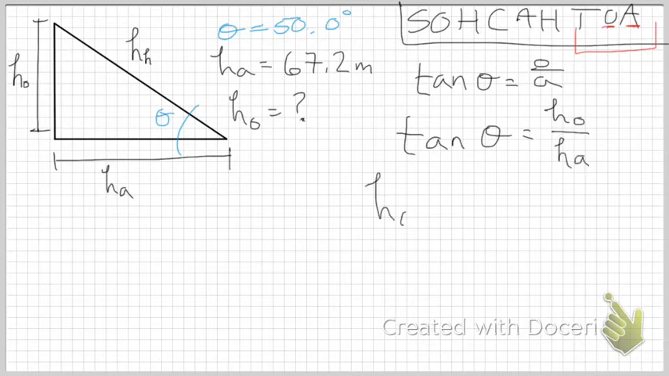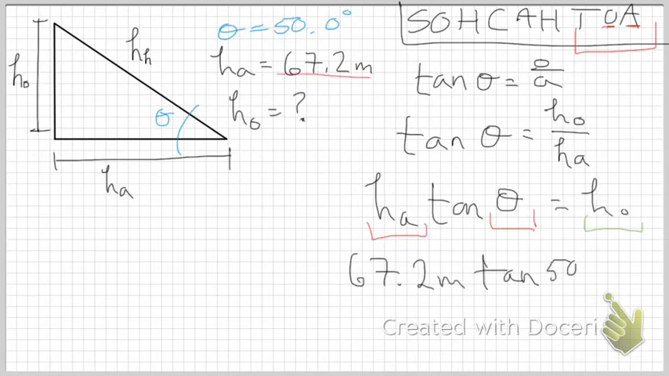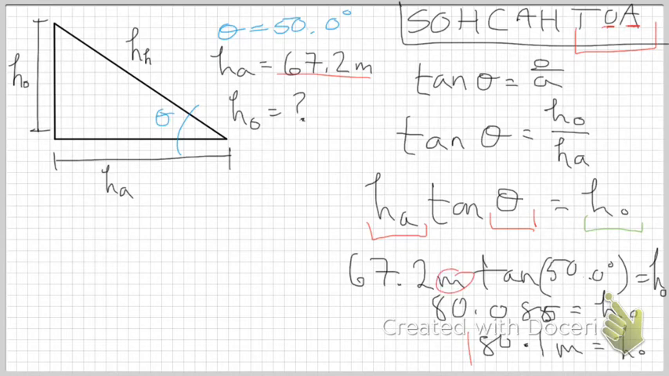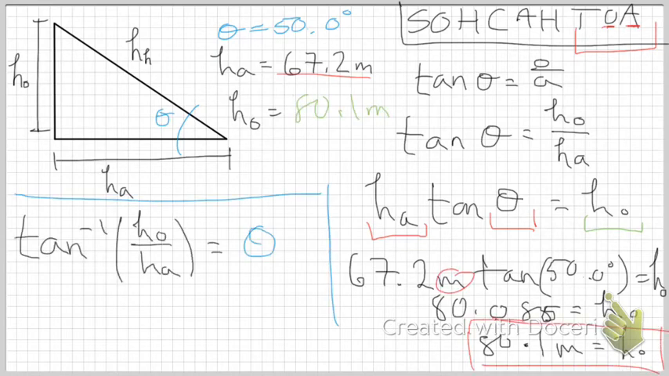So we write out our relevant equation. Notice I haven't substituted any numbers in yet until now. After I've identified what function to use, I've solved for the quantity I want, h sub o, the height of the building. Once I have isolated that variable, then we can go in and substitute our numerical amounts. So that was 67.2 meters, tangent 50 degrees, and we have an answer rounded to 3 digits: 80.1 meters is the height.